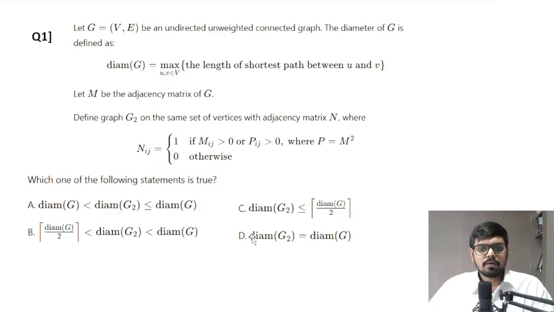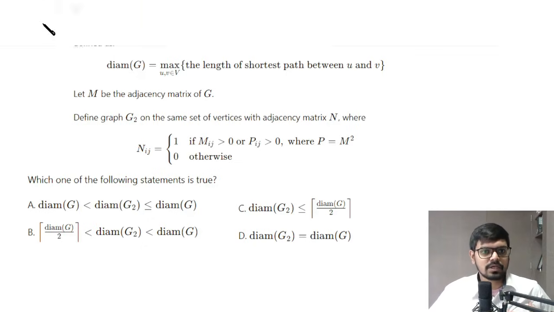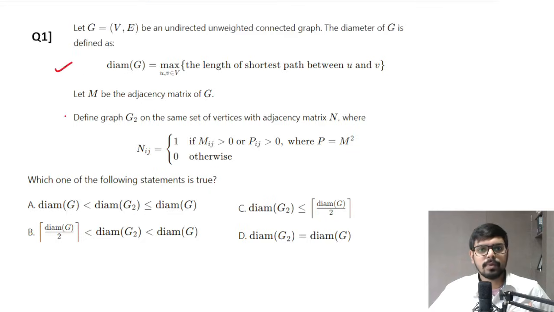There are some inequalities between the diameter of G and the diameter of G2. So basically we have to find the diameter of G and the diameter of G2 from this data. Then we can comment on these inequalities. Understood? So my approach, my technique is, when I read this question, I try to segregate it into two parts. One part is about G, the other part is about G2, and finally we have to find the diameter of G and G2.